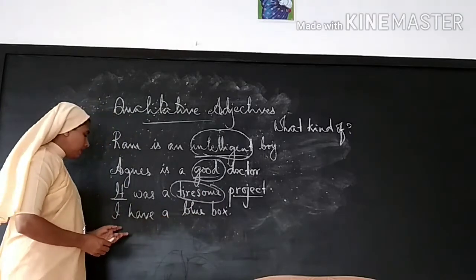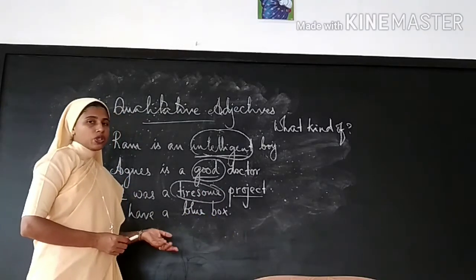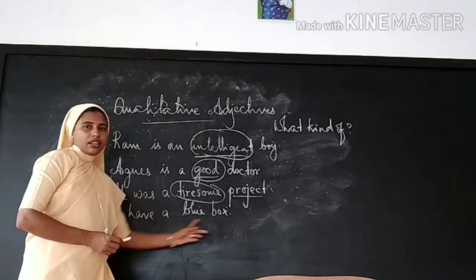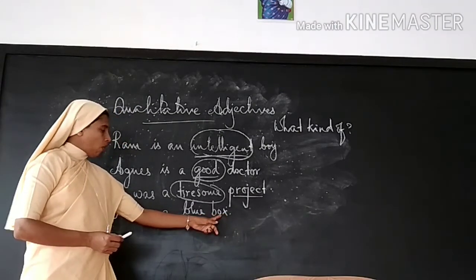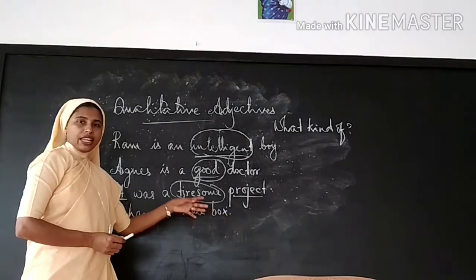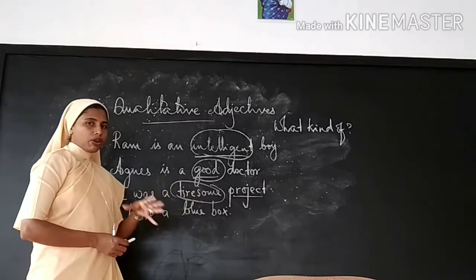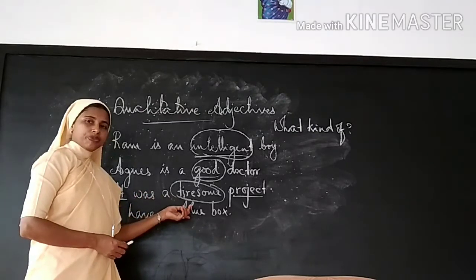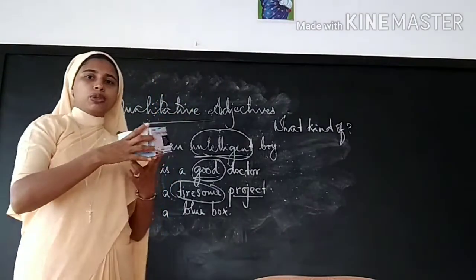The fourth example, I have a blue box. Which are the nouns or pronouns? I and box. Let's look at the second noun, box. Is there any word that is describing this box? Will you get anything more about this particular box? Yes, you will get the answer, blue. This is a color, blue.